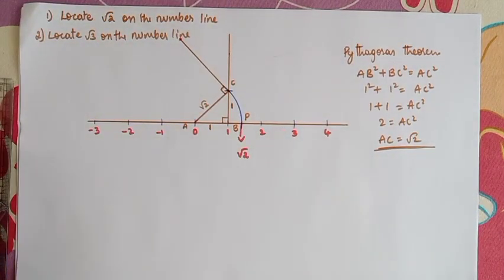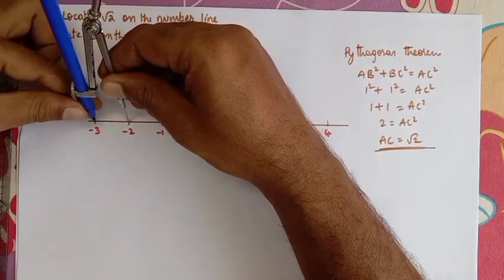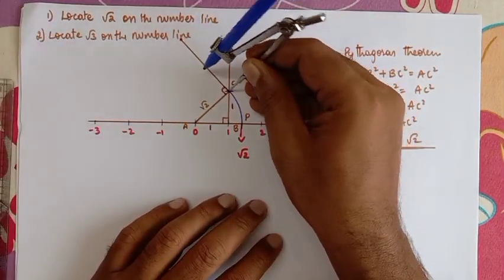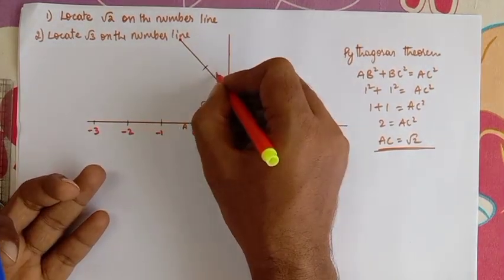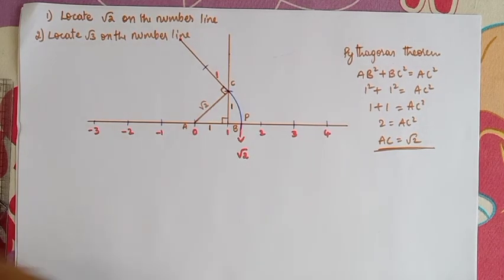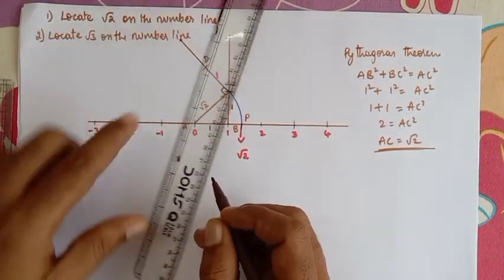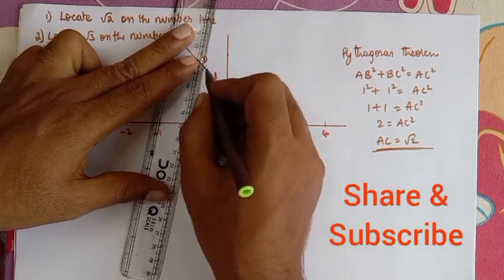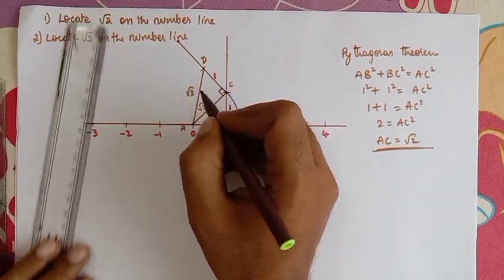As in the previous problem, where it was root 2, we have to adjust this to 1 unit. Yes, I have adjusted 1 unit here. So from C I will cut an arc here. This will be 1 unit. Let me name this point D. Now I will draw a line here, and this line will be root 3. How is it root 3?